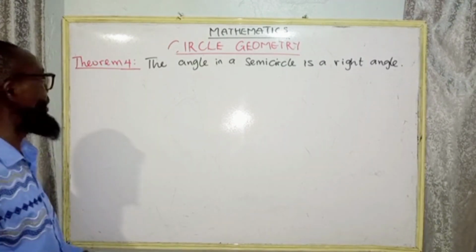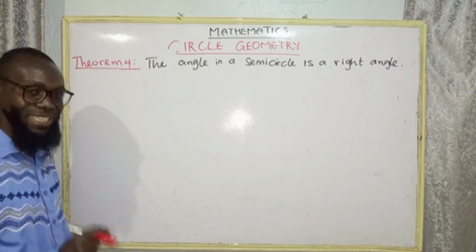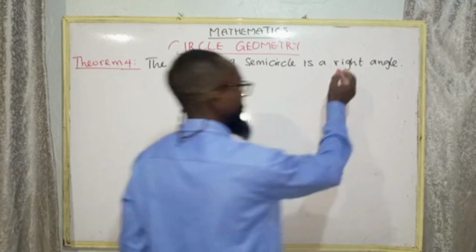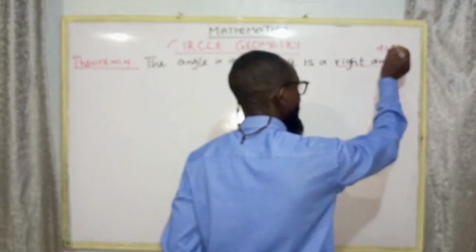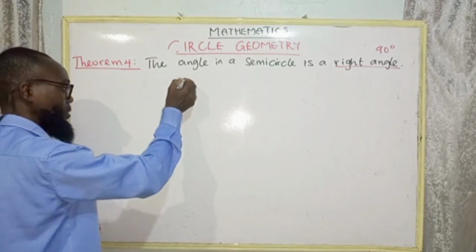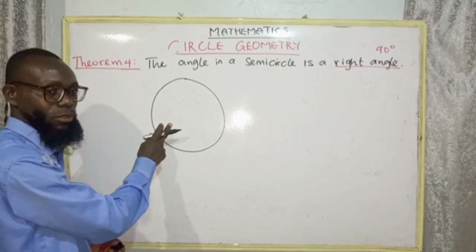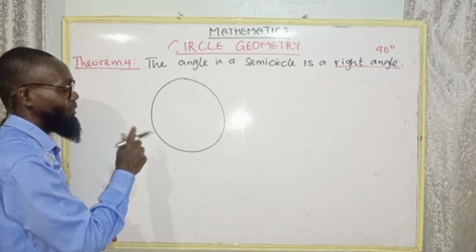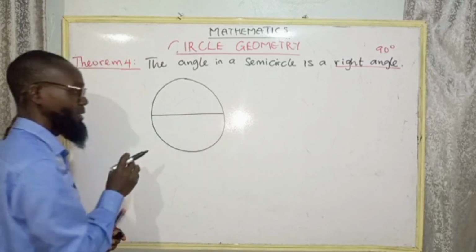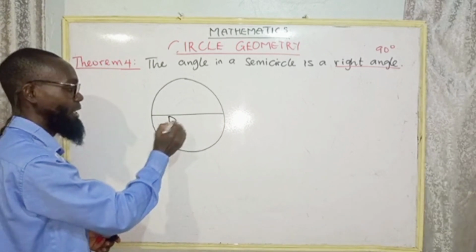The next theorem is theorem 4. The angle in a semicircle is a right angle. Don't forget the meaning of a right angle. That is what? 90 degrees. When we have a semicircle, when we have a circle this way, and we have a line dividing this circle into two equal parts, any line dividing a circle into two equal parts is called a diameter.